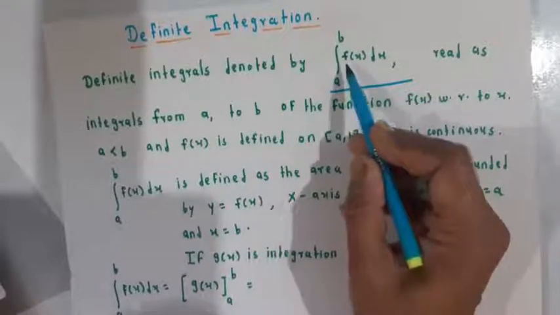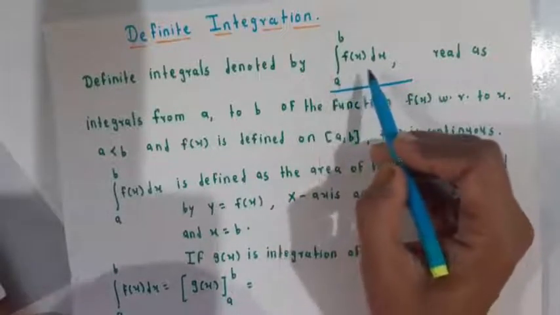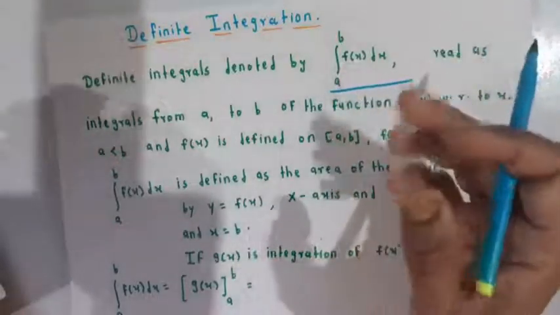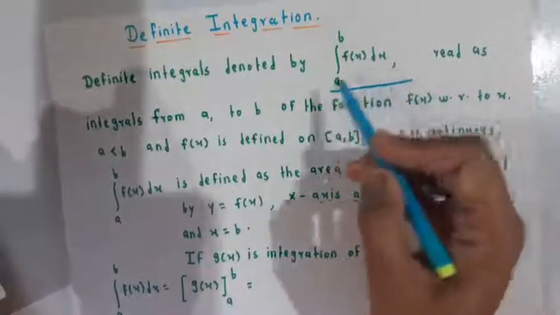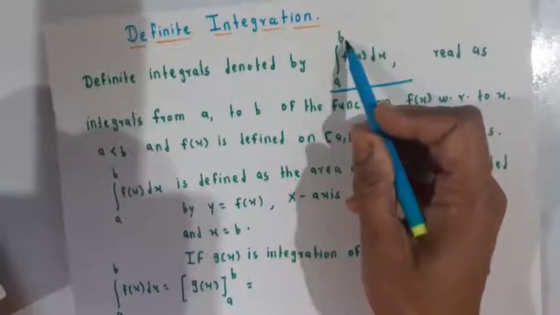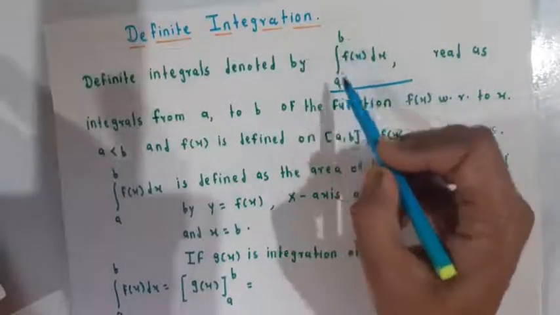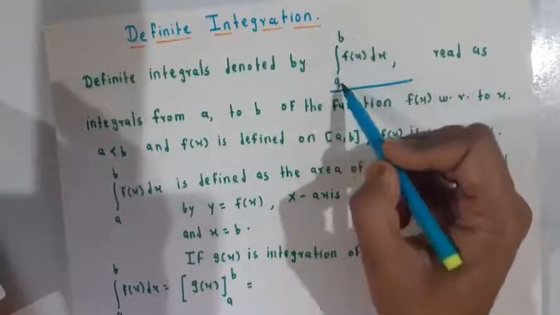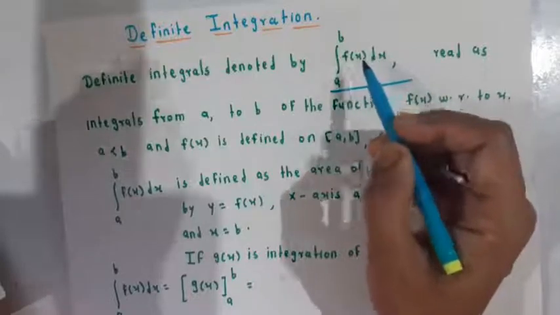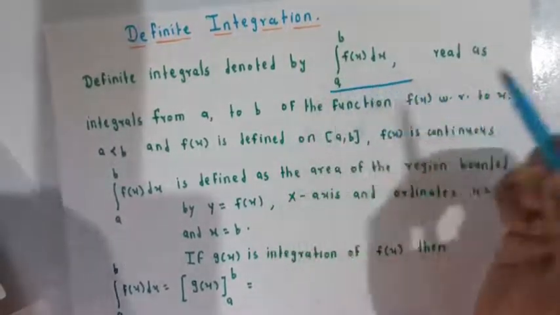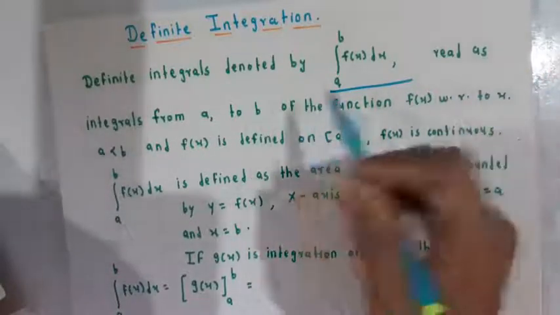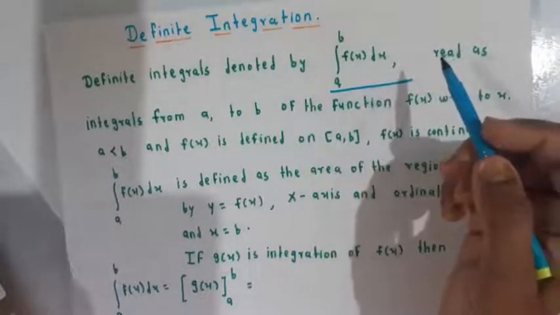Integral from a to b means we have to add the points on the curve. We have to add all the parts of the curve of the function f of x from point A to point B. While in indefinite integration, the limits of integration, that is a and b, are not given. That's why we don't know from where to where we have to add, or which parts we have to add, and that's why that is indefinite integration.